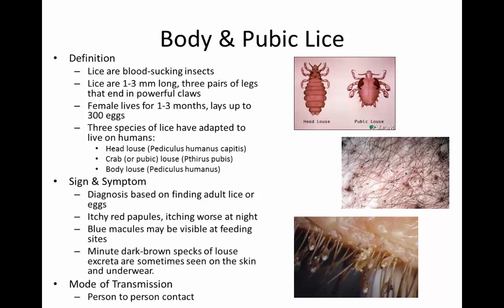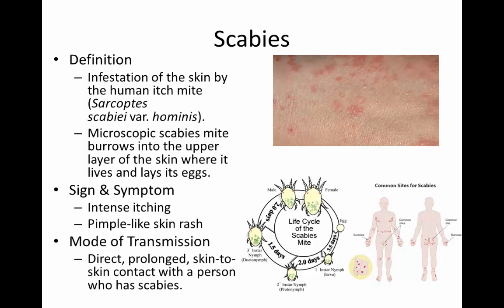Signs and symptoms include diagnosis that is based on finding adult lice or eggs, red itchy papules or itching that is worse at night. Blue macules may be visible at the feeding sites. Minute dark brown specks of lice excreta, or lice poop, are sometimes seen in the skin and underwear. Mode of transmission is person-to-person contact.